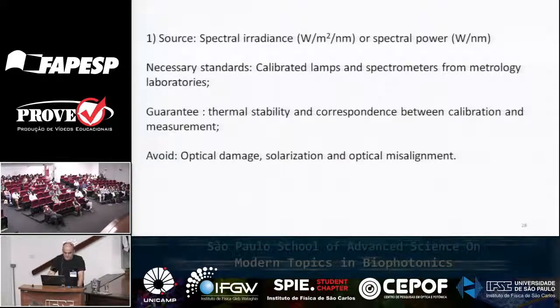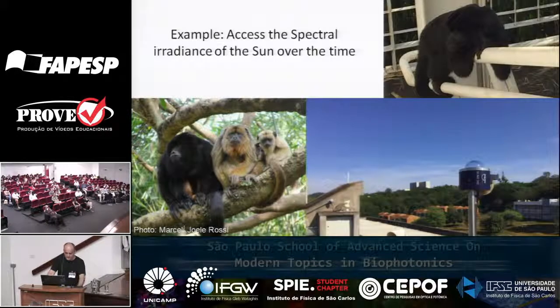For the source, it is maybe easy, but you must have calibrated lamps and calibrated spectrometers. You must guarantee some stability, some thermal stability, and some correspondence between the calibration process and the experiment. There is no meaning to calibrate in your laboratory with some conditions and then measure outside in the sun, burning your spectrometer at 45 to 60 degrees. And after you calibrate your system, you must avoid a lot of things like optical damage or optical misalignment.